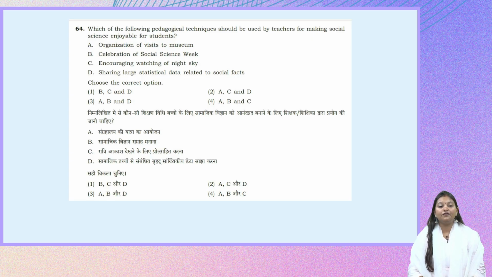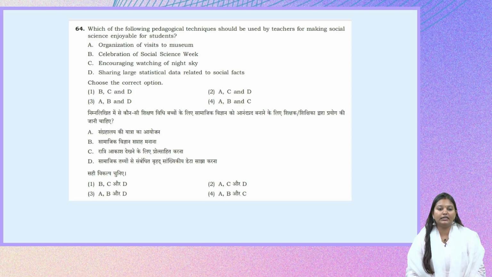So if you see, we can now remove the first option, leaving just B, C, D. Coming to the next one, celebration of social science week. It is very important for us to do that so that the students understand the importance of learning this subject. So option B should be there. Coming to statement C, encouraging watching of night sky. There is a lot that the child can learn by experiencing it themselves with their naked eye. So, this particular option is also needed.